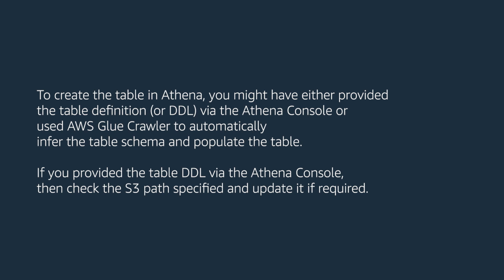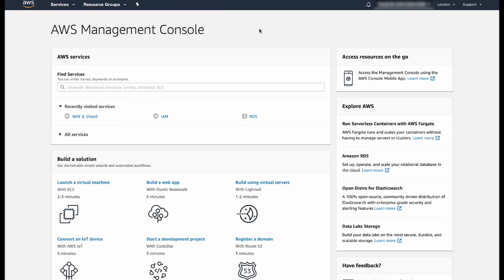To create the table in Athena, you may have either provided the table definition or DDL via the Athena console or used AWS Glue Crawler to automatically infer the table schema and populate the table. If you provided the table DDL via the Athena console, then check the S3 path specified and update it if required. Let me walk you through the steps to update the S3 path.